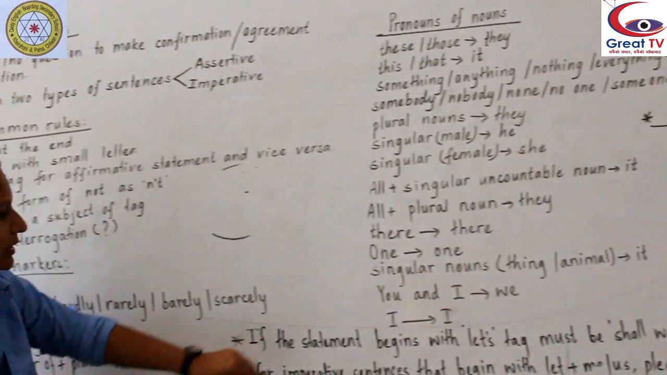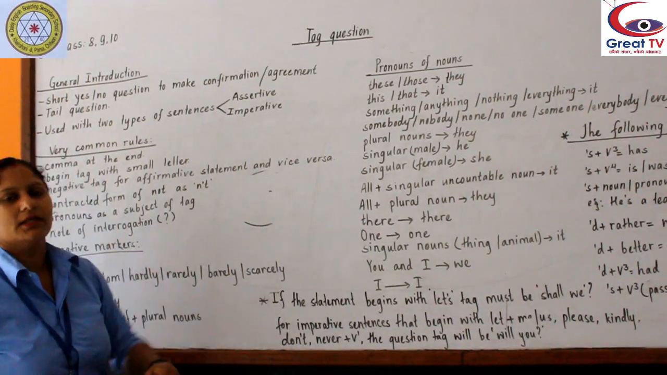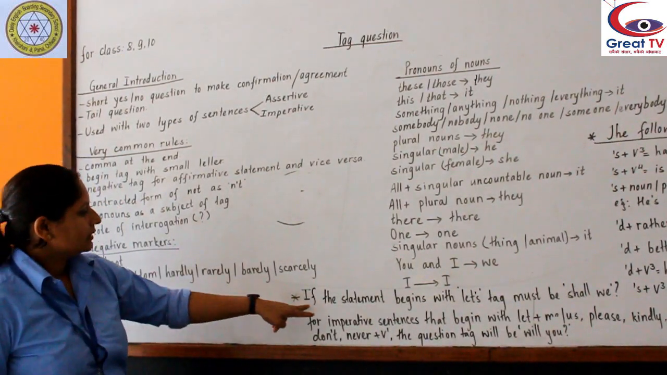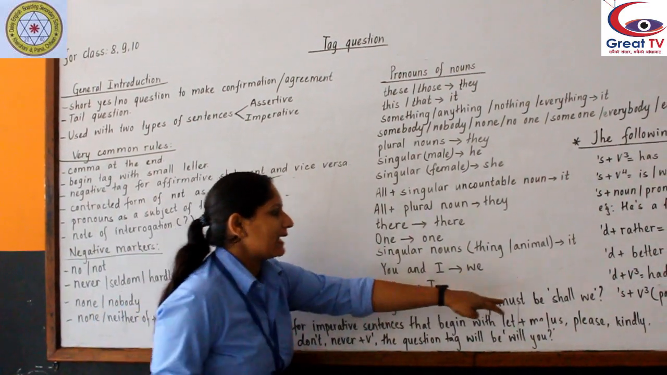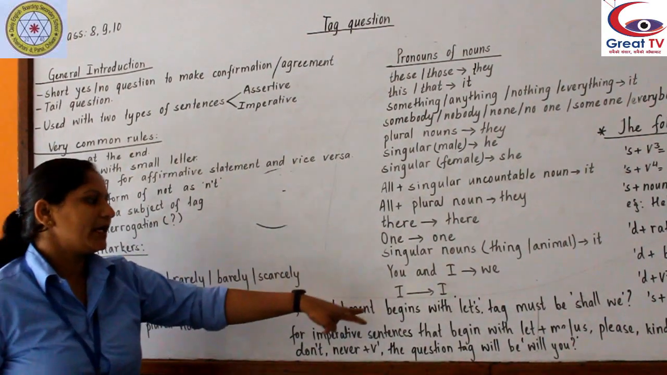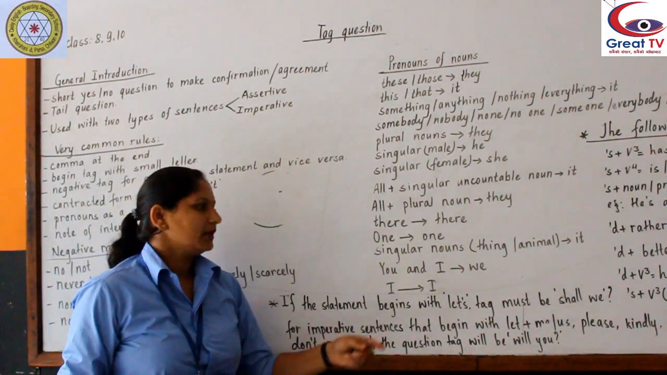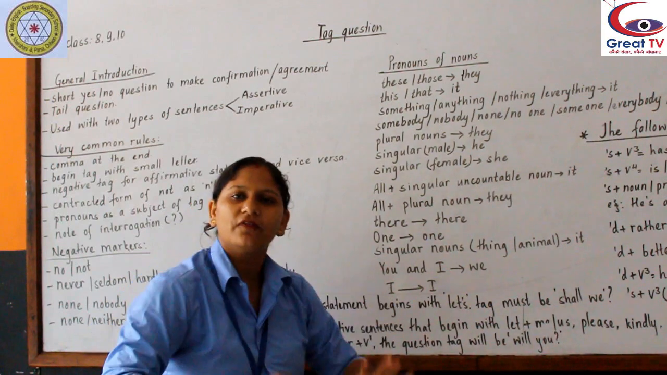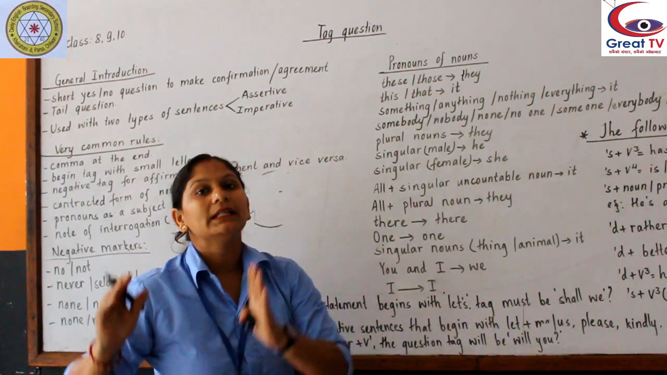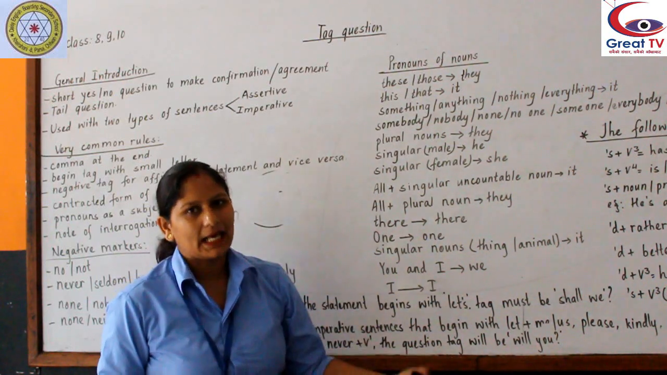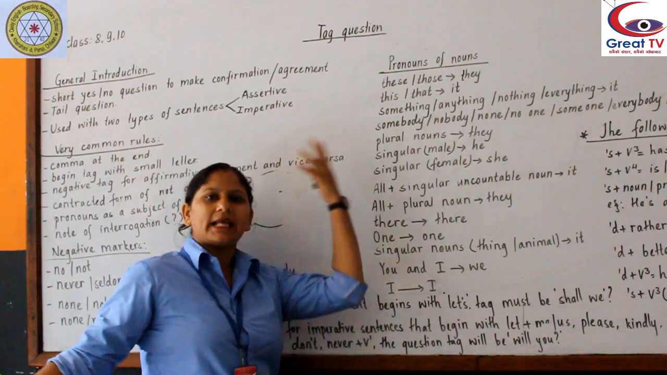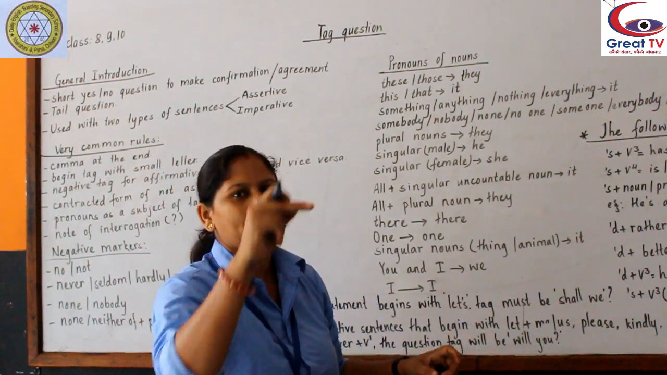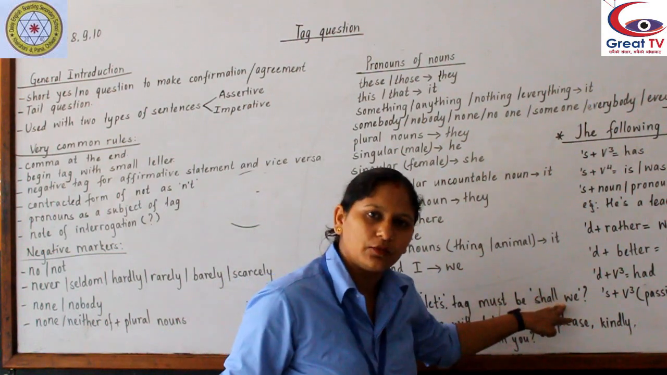Now, come to this point, how we form tags. Another important rule to make a tag: if the statement begins with let's, the tag must be shall we. Let's go out. Here let's means the speaker has involved himself or herself with others. So let's go out, shall we? Let's play the game, shall we? Let's dance today, shall we? In this way, if the sentence starts with let's, the tag becomes shall we.